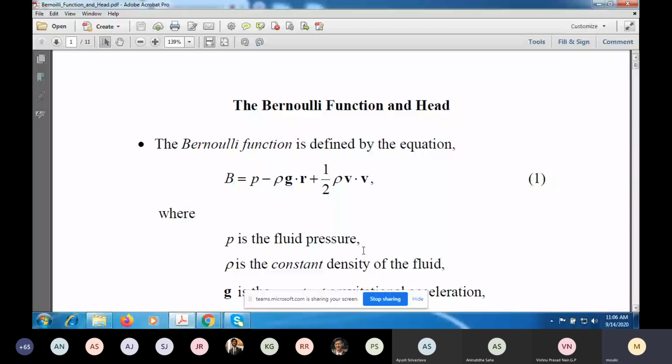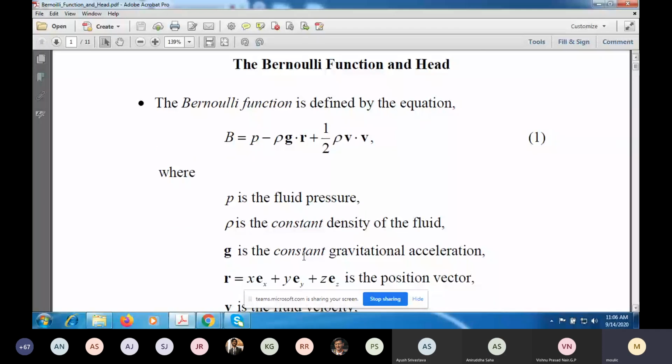And g, this vector in bold, is the gravitational acceleration. Again, we are assuming it to be constant. Now you know that the value of g varies if you go upwards towards outer space, but we are not dealing with flows where the length scales are that large. So the variation of g close to the surface of the Earth can be neglected, and we will assume that g is a constant gravitational acceleration.